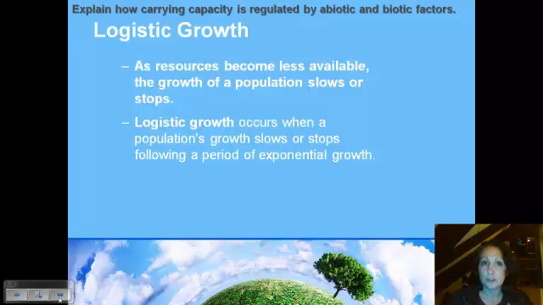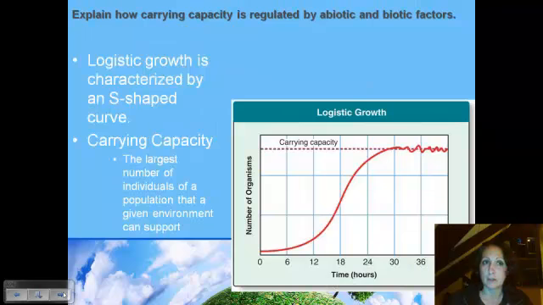So if the resources are limited, if there's not enough resources, or as the resources become less available, that growth of the population is either going to slow or it's going to stop. Individuals will continue reproducing, but if the number of deaths and number of births are equal, then the population growth stops. It's not going to increase. And this will happen after a period of exponential growth when a population gets to the point where those resources are less available. And so we get what's called logistic growth.